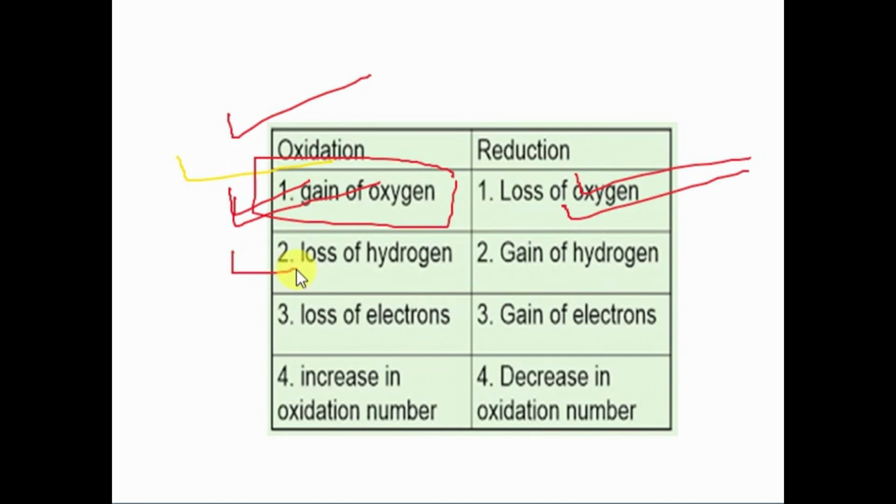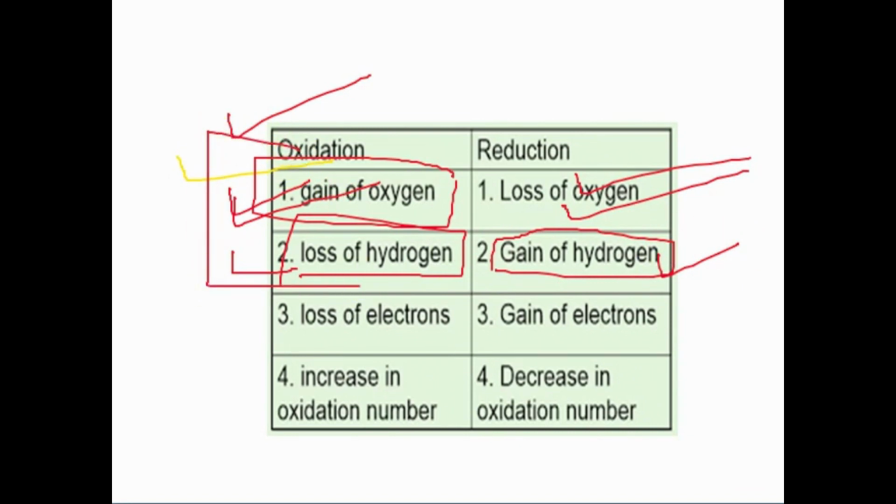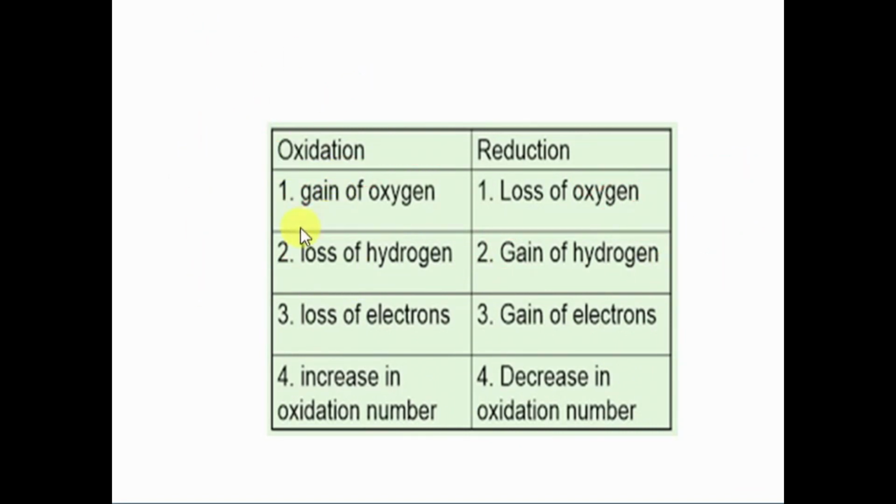In case of hydrogen, loss of hydrogen will form oxidation reaction, and gain of hydrogen will form reduction reaction. So this is the reduction reaction. I hope this is clear about oxygen and hydrogen. So in oxidation, you have gain of oxygen and loss of hydrogen, and in reduction you have loss of oxygen and gain of hydrogen. So these are vice versa.